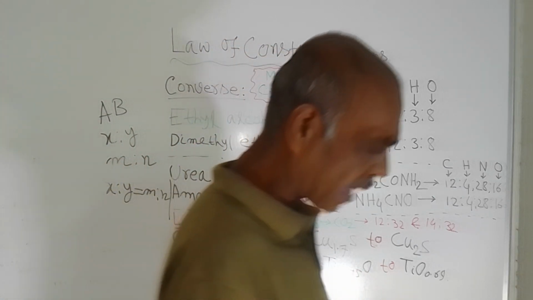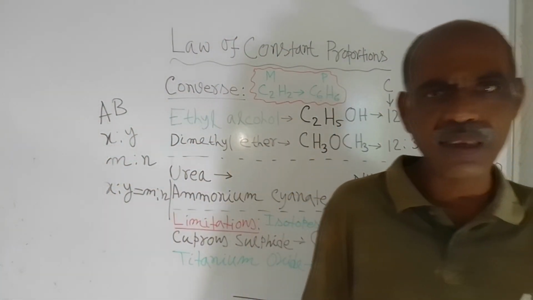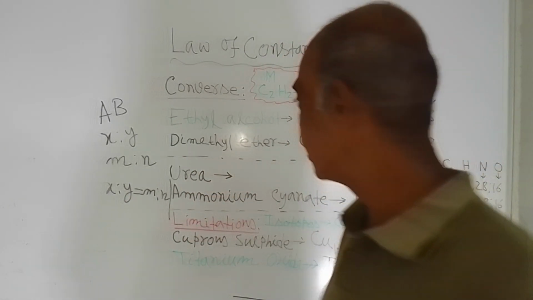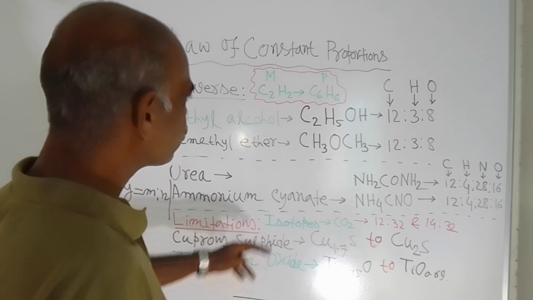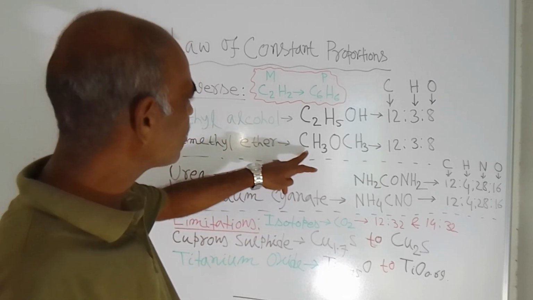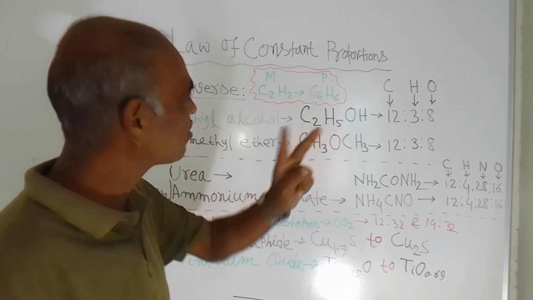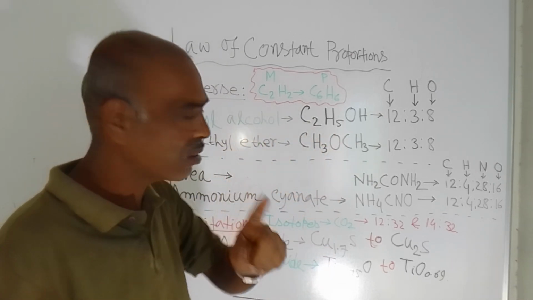And if you take another chemical compound, which is here dimethyl ether, in that case, here also the number of carbon atoms is how much? C means 2, H3 means 6, and O 1.